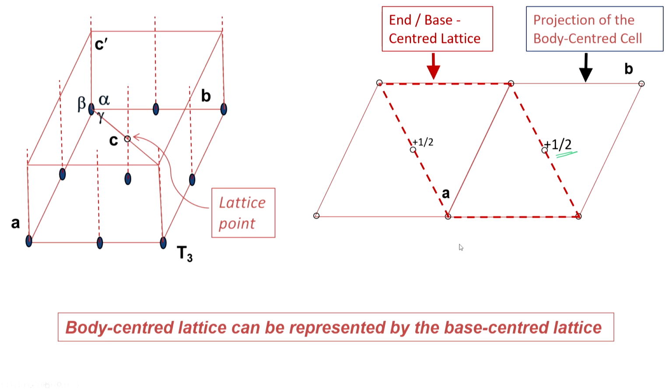Body centered lattice therefore can be represented by an end centered or a base centered lattice. So, therefore, the Bravais list does not contain this. However, we will see in the space groups that even body centered lattices of monoclinic crystal system is considered.